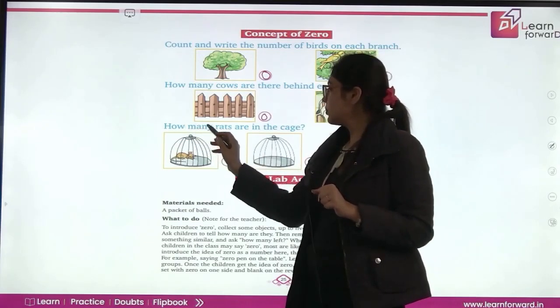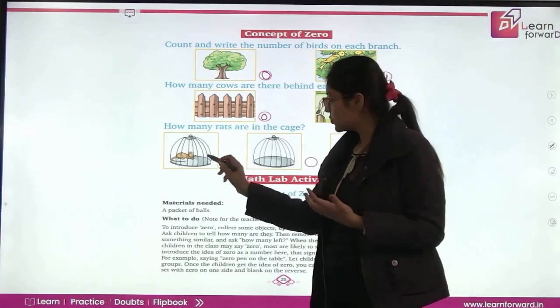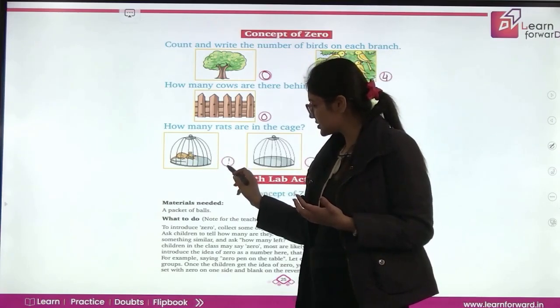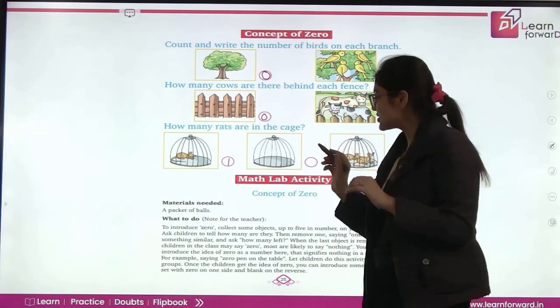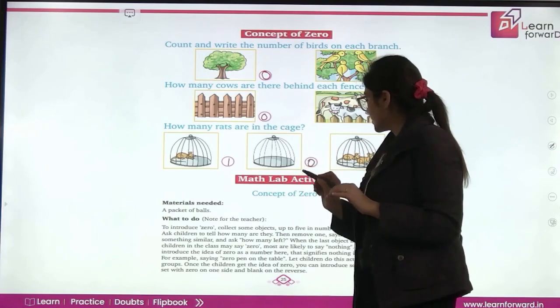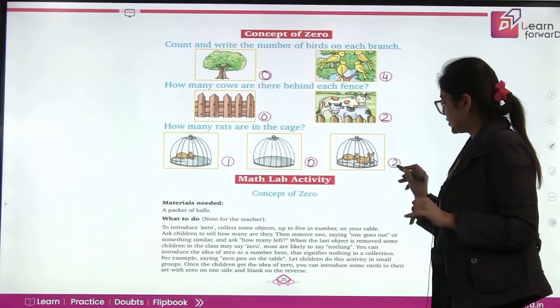Now how many rats are in the cage? Cage में कितने rats हैं? So in this picture we can see only one rat and in this picture there are no rats, so this is 0. And now in this picture you can see 2 rats are there.